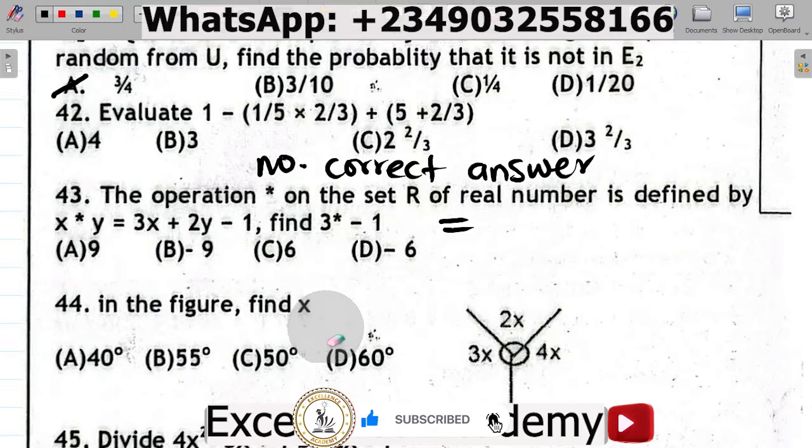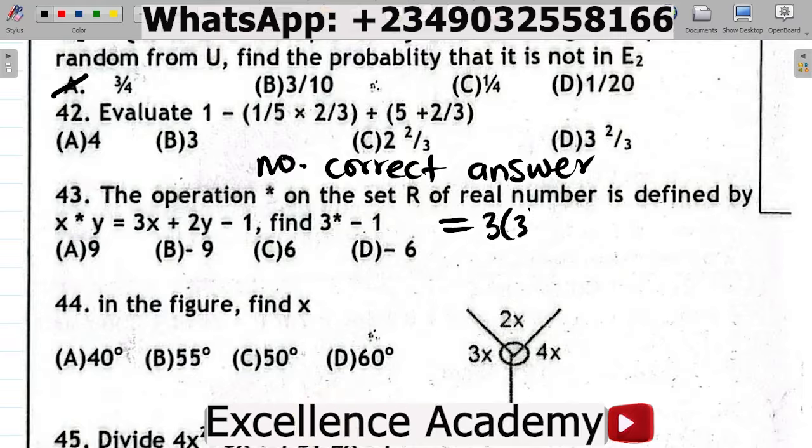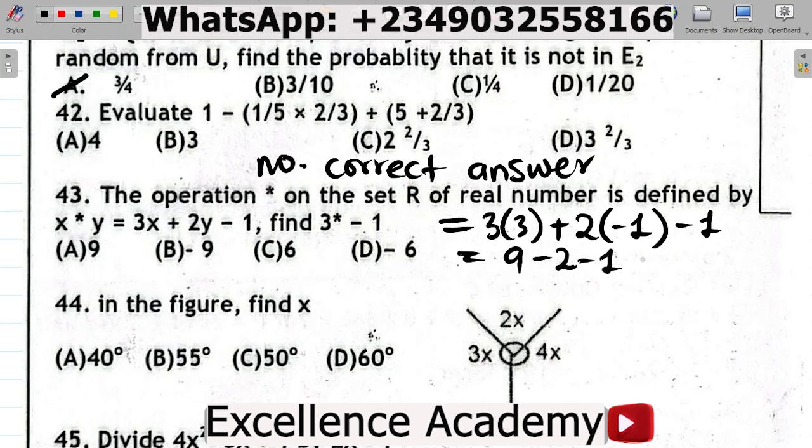Now, having said that, let's see what we have there. So 3x becomes 3 times x, which we said is 3, plus 2y, the value of y is minus 1, so 2 into minus 1, then minus 1. This is equal to 3 times 3 is 9, plus 2 times minus 1 is minus 2. Bring down the minus 1. 9 minus 2 is 7. 7 minus 1 is 6. So the answer there is C, 6.